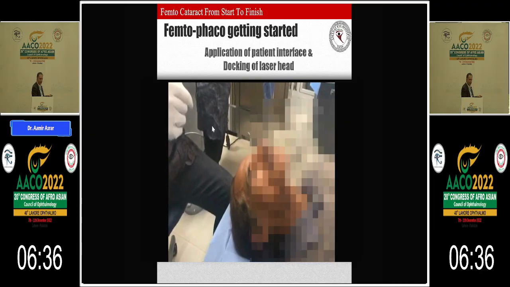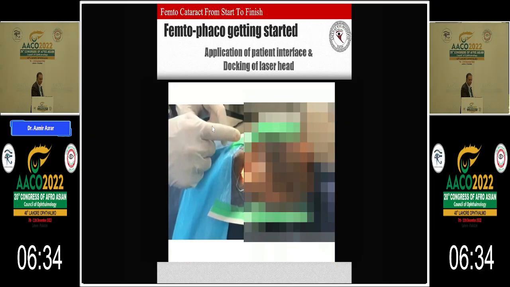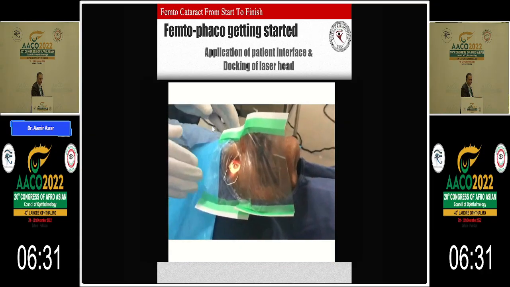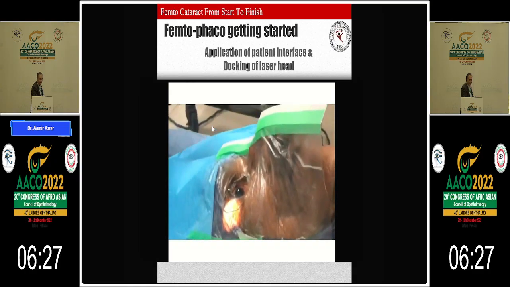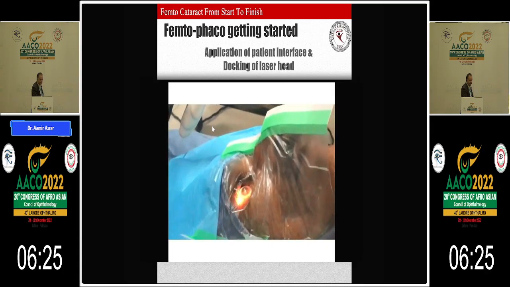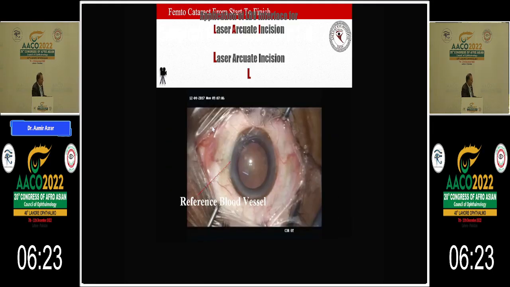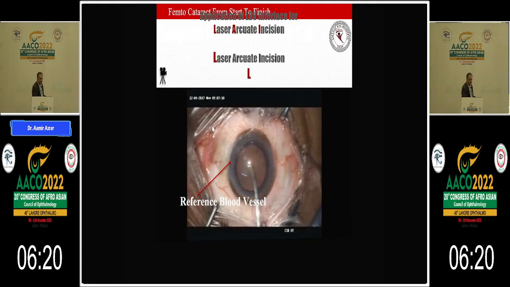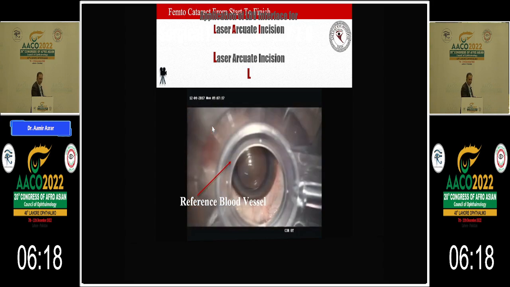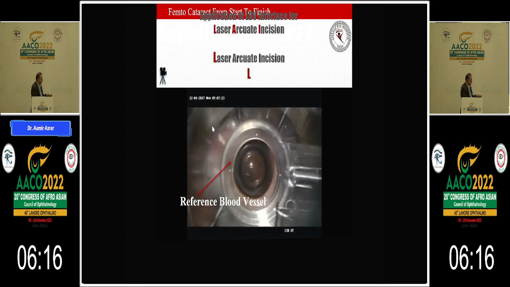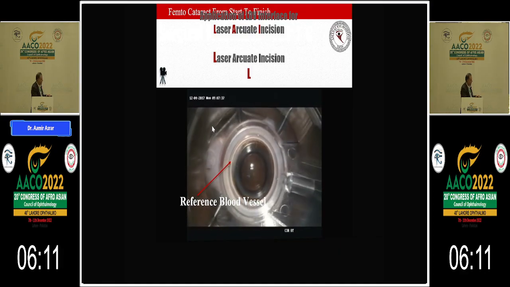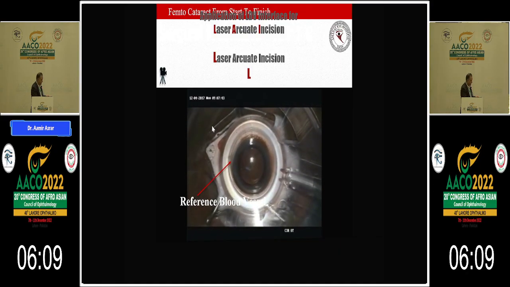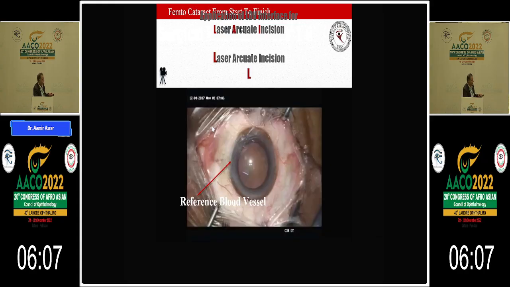Once we are all set, it is very important to position the eye so that it is flat, or we can tilt it in case of a deeper eye set. Normally, when we are doing astigmatic keratotomy incisions along with femtocataracts, we mark the cornea, or we can use reference blood vessels, and there are two pointers on the cartridge which have to be aligned with the system so that we get the markings exactly right.